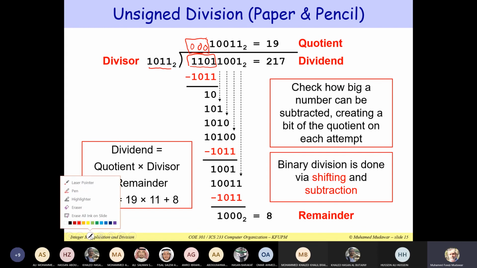It's integer division. So we don't really get a real number. We don't really get a fraction. We got a remainder. So notice that we got two things. We got the quotient, which is shown on top here. This is 19. And we got this number here in binary, which is 8, which is the remainder. So we got two results. In the case of integer division, we got two results, not just one, two.